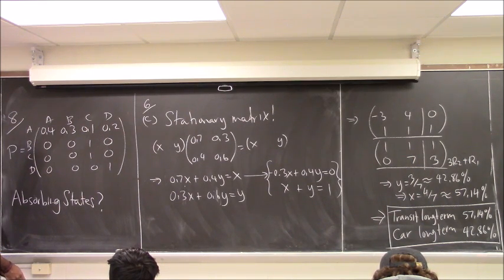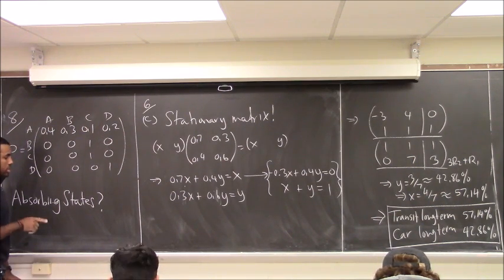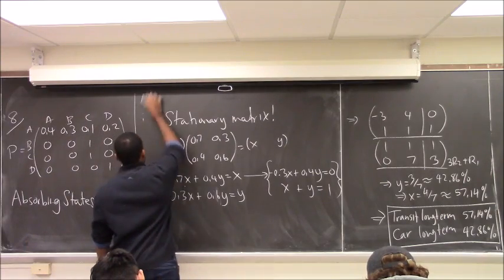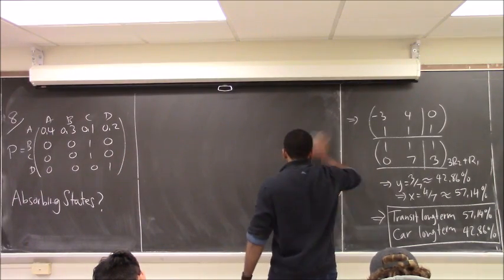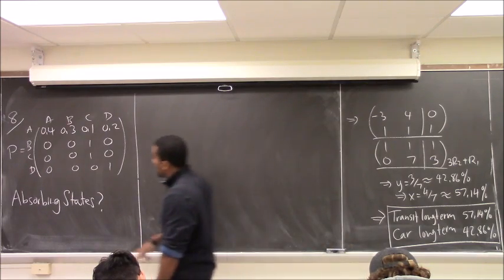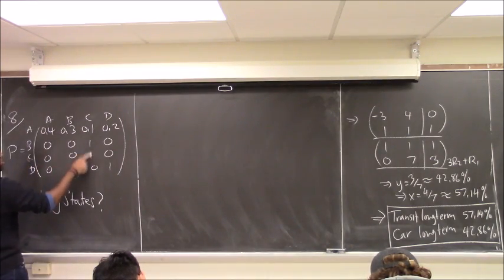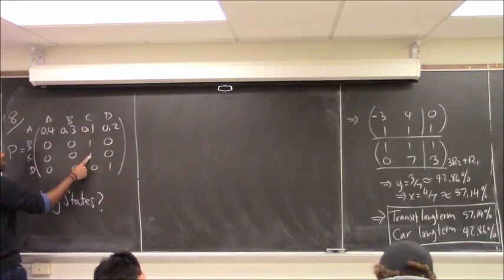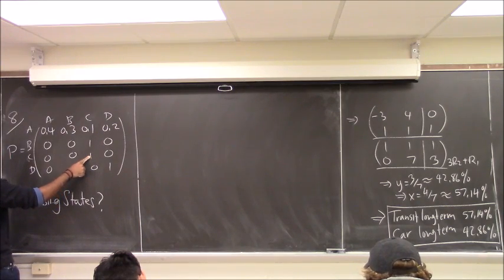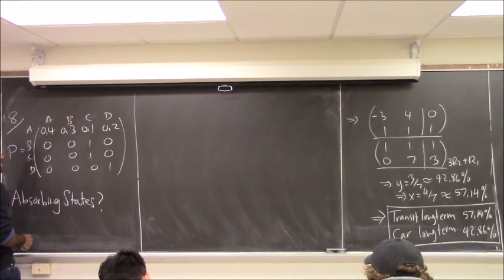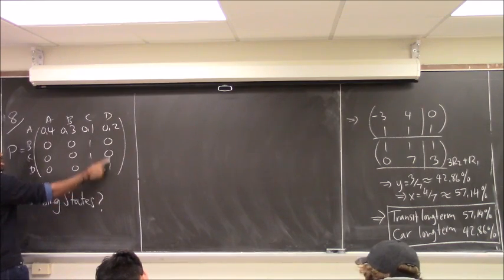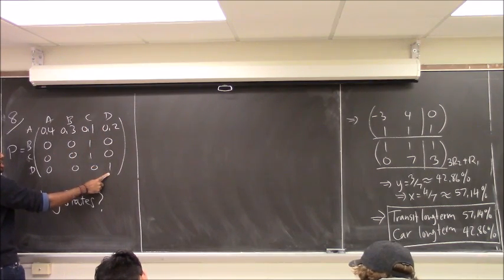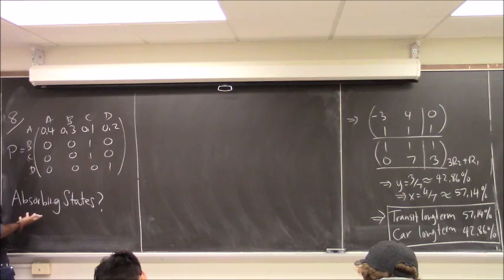Okay, so remember what an absorbing state is. It's a state that once you enter it, you will never actually leave that state. And you'll notice C is going to map to itself 100% of the time, which means once you enter C, you will actually never leave C. Similarly, D goes to D 100% of the time. So once you enter state D, you will never actually leave state D. C and D are the absorbing states.